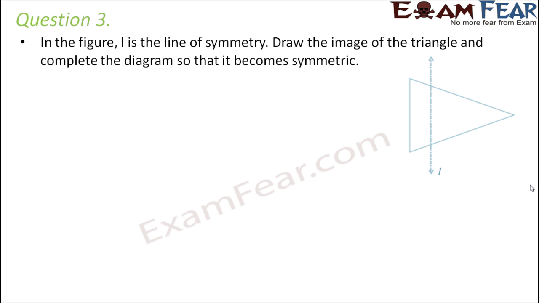Question number 3. In the figure, L is the line of symmetry again. Draw the image of the triangle and complete the diagram so that it becomes symmetric. So this is what is given. So this is the line of symmetry. That means anything that is there on this side will have an equal part on this side also. Anything which is on this side will have an equal part on this side, because line of symmetry means on the two sides of the line of symmetry you will have two identical parts of the object.